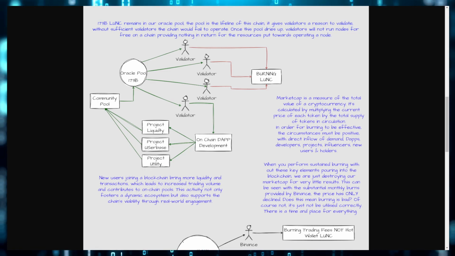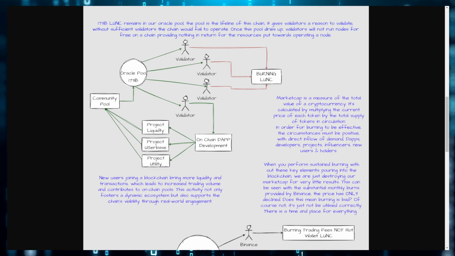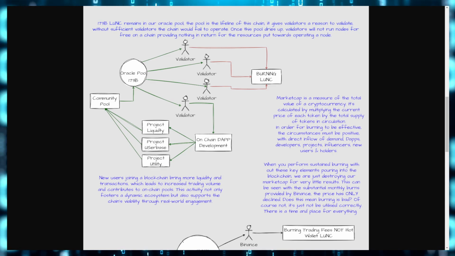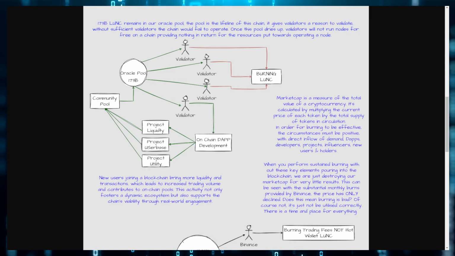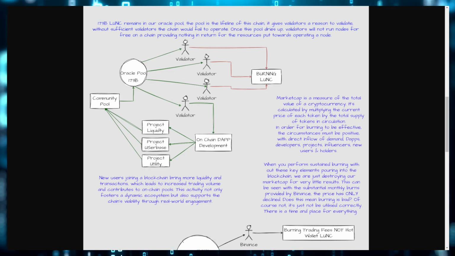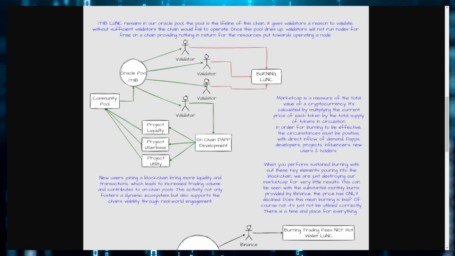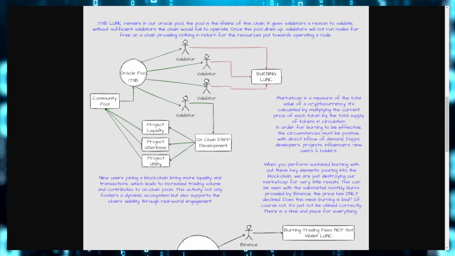So 173 billion LUNC does remain in our Oracle pool. That pool is a lifeline of this chain. Consider it the bank of this chain. Just like any business, just like any person in the world, if you have no money in your bank, you're kaput. So it gives validators also a reason to validate on this blockchain, because this is where their rewards come from. So imagine the rewards dry up or they become so low that there's no point in a validator providing the infrastructure to run the service.